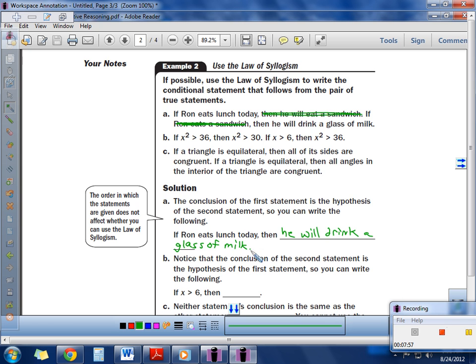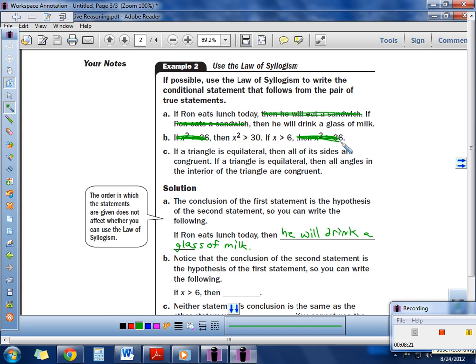I'm going to pause, let you try part B. See if you can do that one. On part B, it says, if x squared is greater than 36, then x squared is greater than 30. Then, if x is greater than 6, then x squared is greater than 36. Is there repeated information? Yeah, x squared is greater than 36.